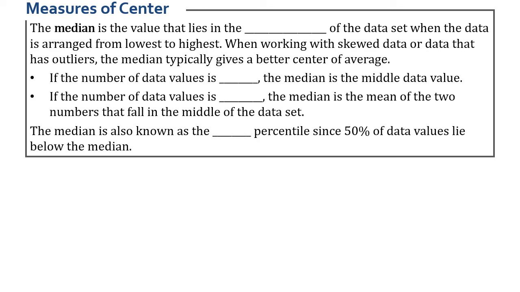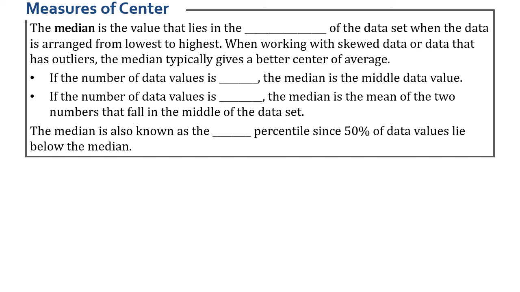As we said earlier, there are two measures of center. One is the mean, and another one is called the median. So when working with skewed data or data that has outliers, the median typically gives a better measure of center.